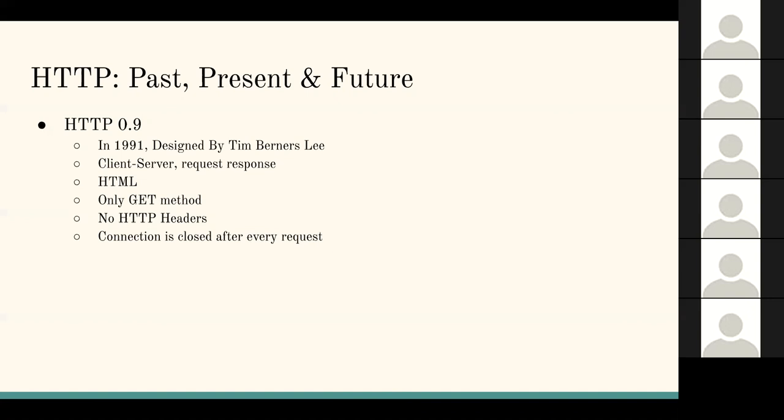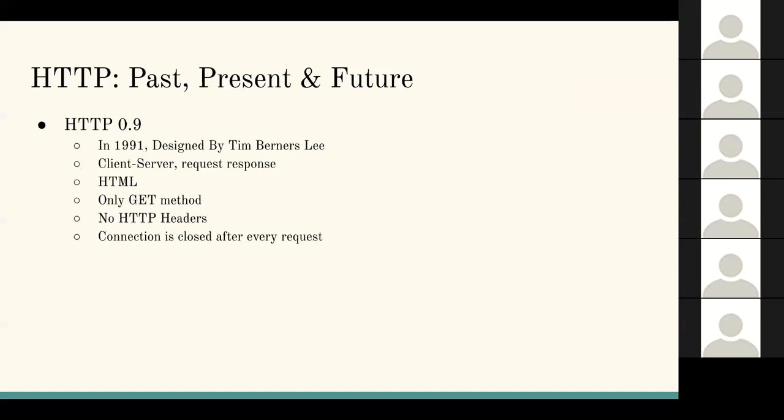So the first version was very simple. It only had one GET request, and there were no headers. Every time you make a request, your HTTP protocol kicks in and opens up the communication channel. Then you ask something, your server gives you something, and then the whole communication channel is closed. So the connection is closed as soon as your request has been received. That was the first version of HTTP.